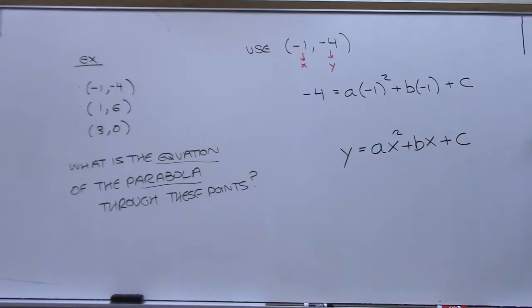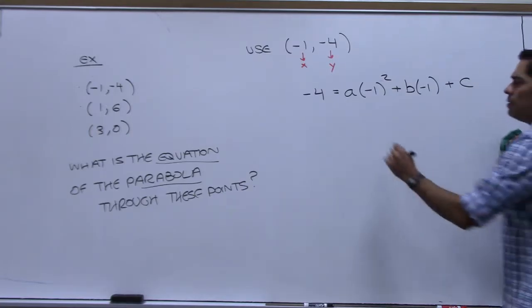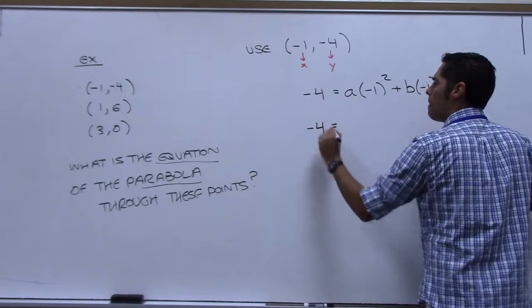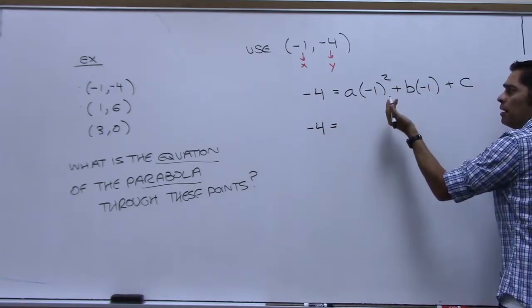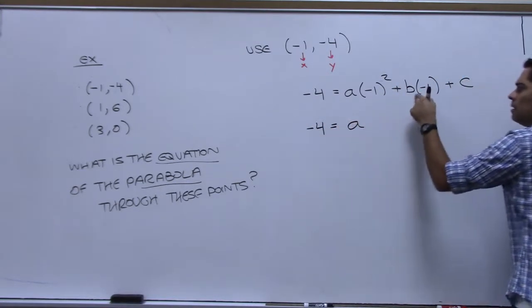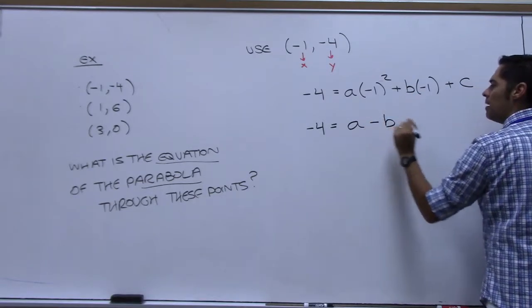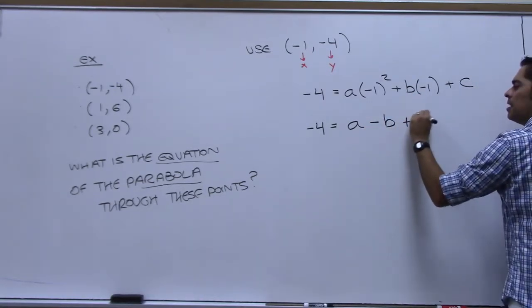Now, let's just clean that up a little bit. That's -4. -1 squared is just 1, so this is just a. This is minus b, because it's -1 times b, and plus c.